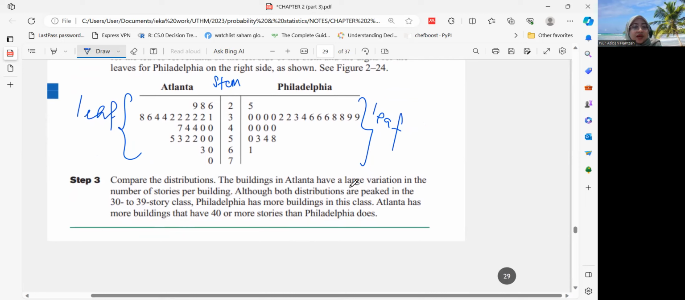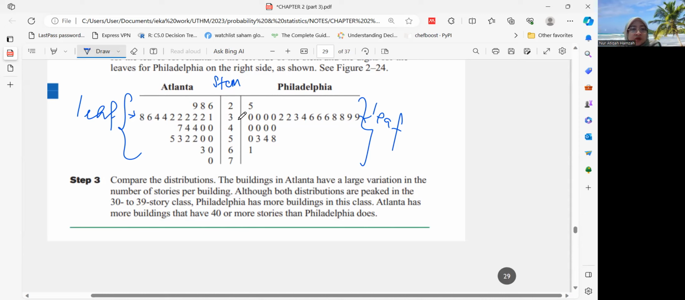The buildings in Atlanta have a large variation in the number of stories per building. Although both distributions peak in the 30 to 39 stories class, Philadelphia has more buildings in this class. Okay, walaupun dia punya peak, kalau tengok kan, distribution ni peak dia dekat sini sama. Sini pun peak dia dekat sini. Tapi Philadelphia ni lebih banyak daripada Atlanta. Atlanta has more buildings that have 40 or more stories than Philadelphia.